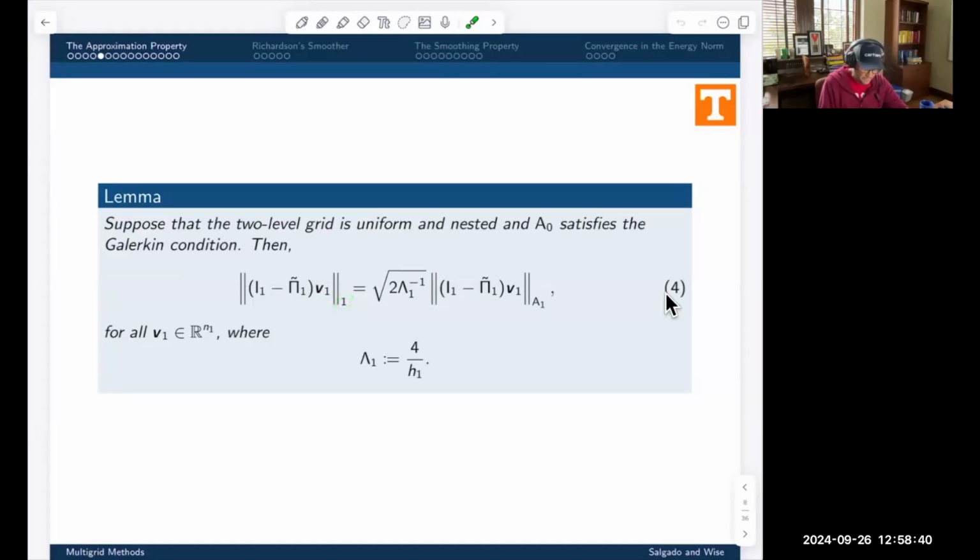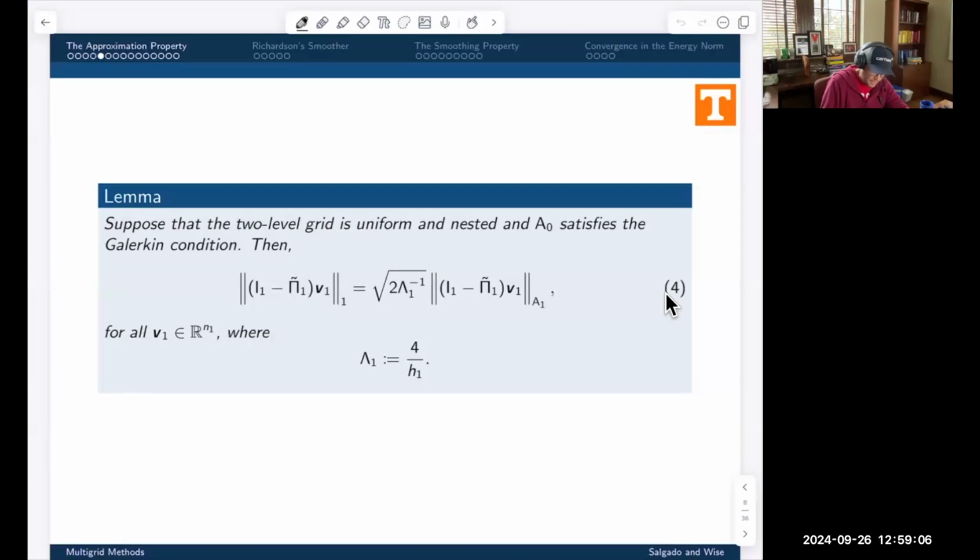So this is the fine grid Euclidean norm, is equal to a constant, which I'll come back to in a moment, times the norm of the same vector. So notice that these are the same in both locations. The only thing that's changing here is we're changing from the Euclidean norm to this energy norm. So remember, anytime I write something like that, I mean energy norm.